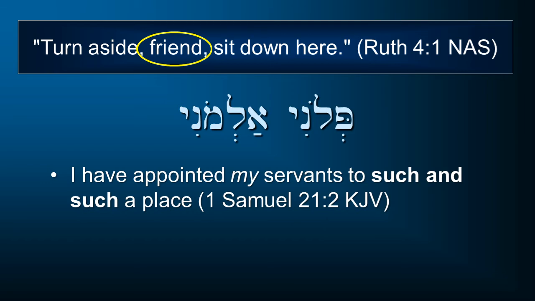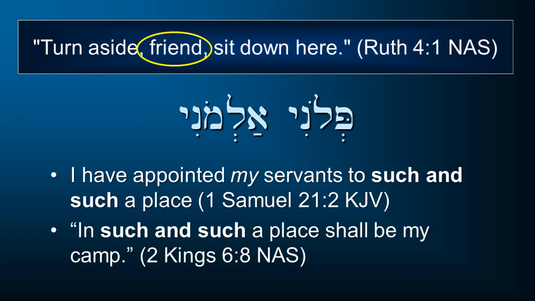The term is actually used in 1 Samuel chapter 21, verse 2. I'm using the King James version because I think they capture the idea where David says, I've appointed my servants to such and such a place. We're not really even talking about what that place is. Or 2 Kings chapter 6 and verse 8, in such and such a place shall be my camp, says one of the kings. And you say, well, what place was that? It's not important. You don't need to know the location. It's sort of not unknown to them, but unknown to us, because the exact location is insignificant to us.